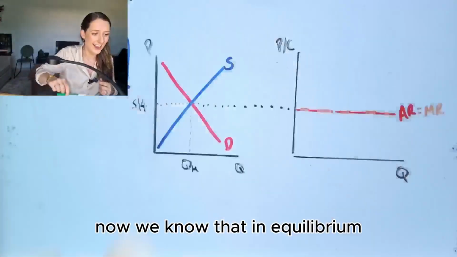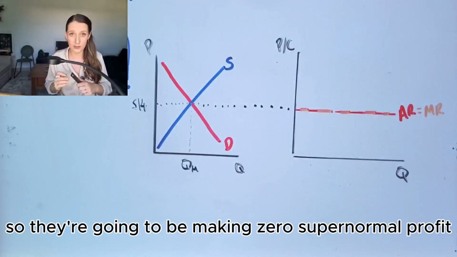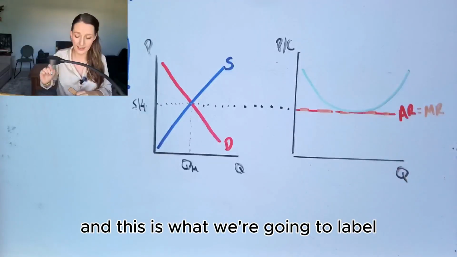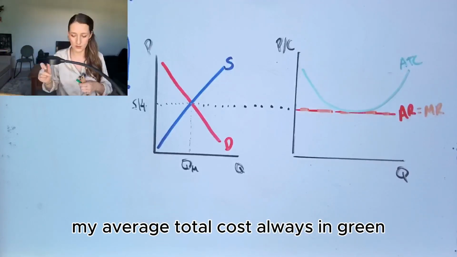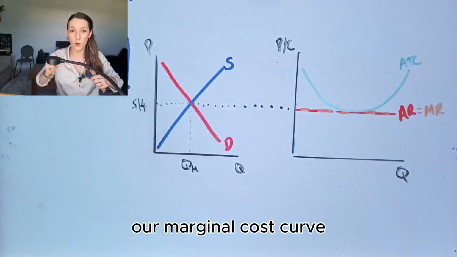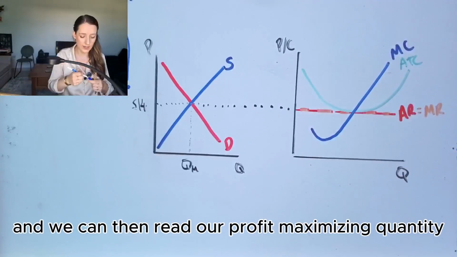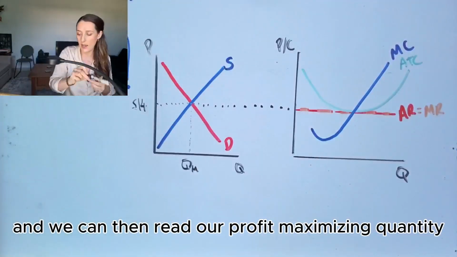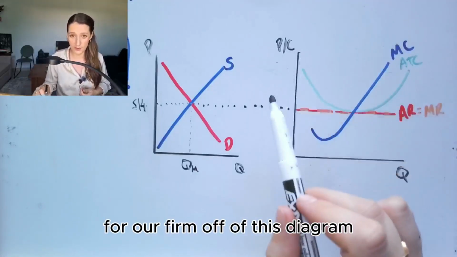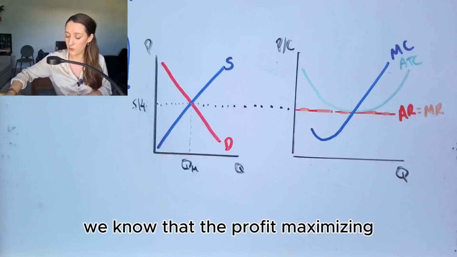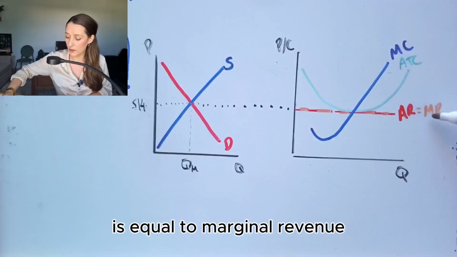Now, we know that they're in a long run equilibrium. So they're going to be making zero supernormal profit. And this is what we're going to label as my average total cost, always in green. Our marginal cost curve always cuts through the minimum point of average total cost. And we can then read our profit maximizing quantity for our firm off of this diagram. We know that the profit maximizing quantity is where marginal cost is equal to marginal revenue.